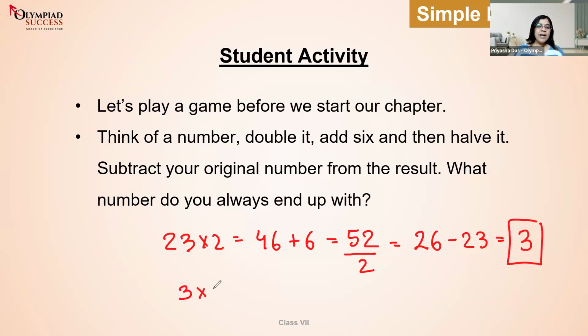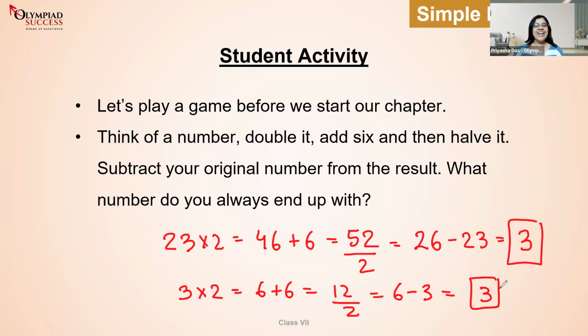3 multiplied with 2 gives me 6. 6 plus 6 is gonna give me a 12. Half of 12 is gonna be 6. Now subtract your original number from the result, which will give me a 3. Look what. So no matter whatever number you start with, you are always going to end up in a 3.